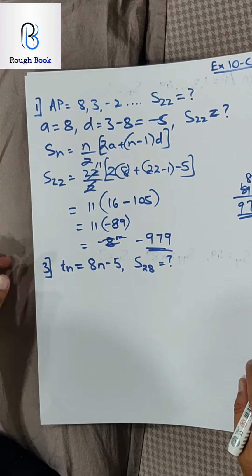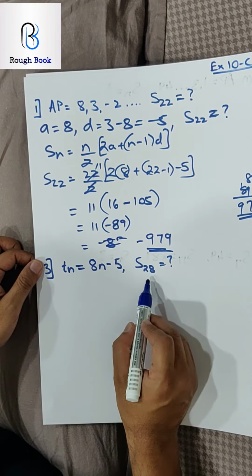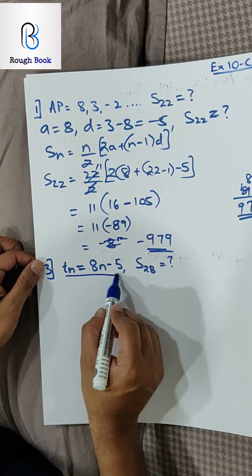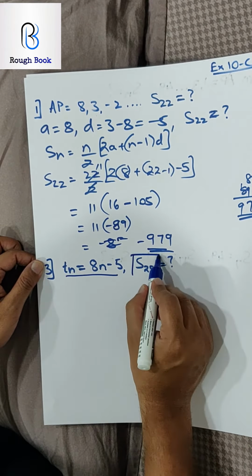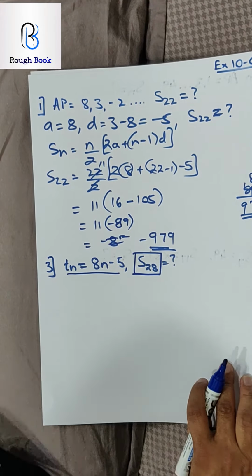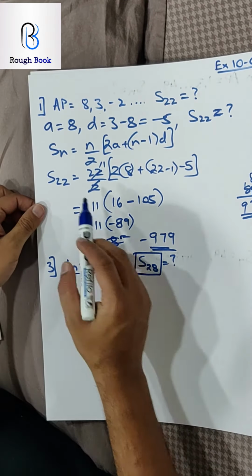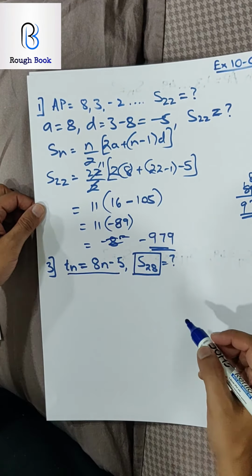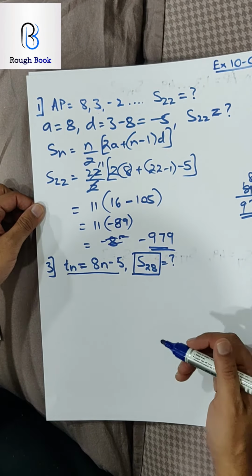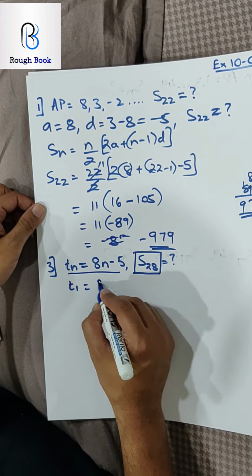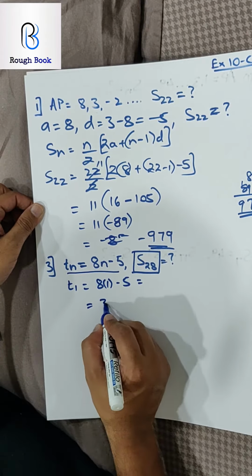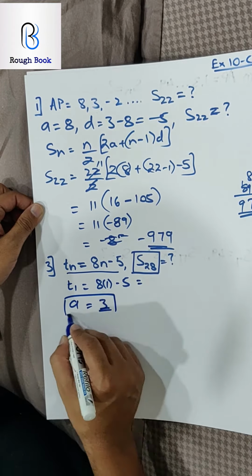Let's try sum number 3. Find the sum of 28 terms whose nth term is given. So the nth term is given. We need to find the sum of first 28 terms. Now in order to apply the formula, I need to know n, a and d. So 28 is n, but a and d both are missing. So how will I get a? Obviously I'll put t1, that is the first term. So that will be 8 minus 5, which gives me 3. So I got my a straight away.